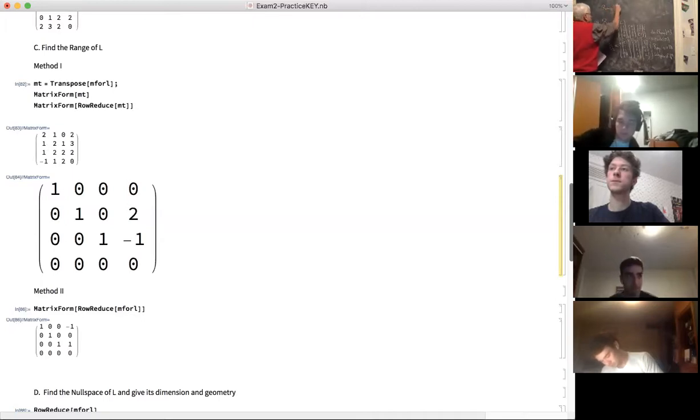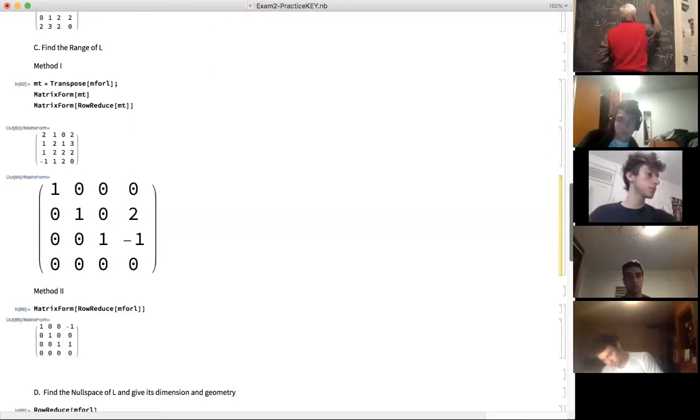So the range of L is the span, which means all linear combinations of, and now you can choose either basis here.